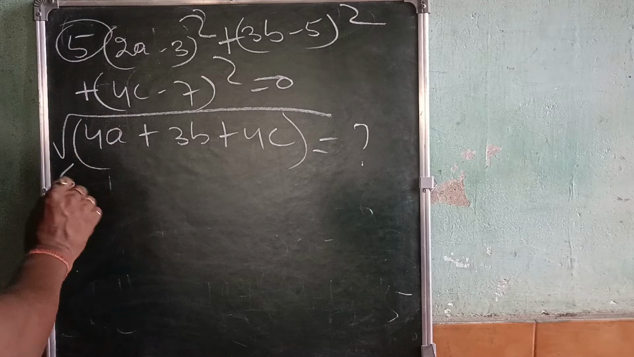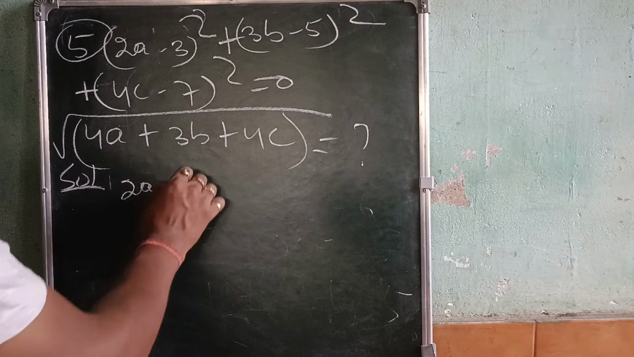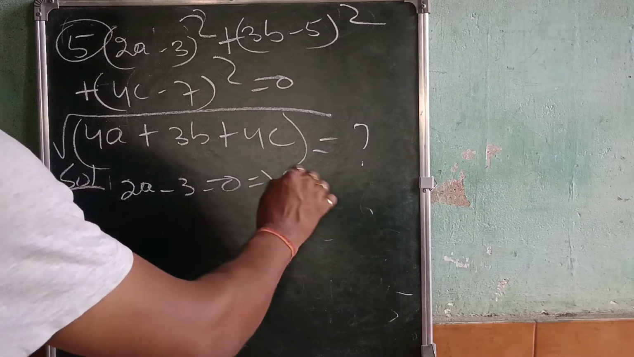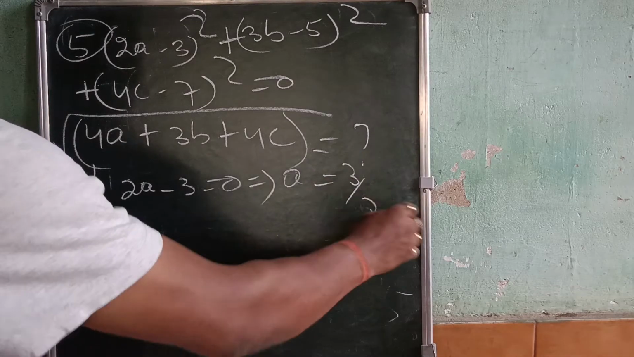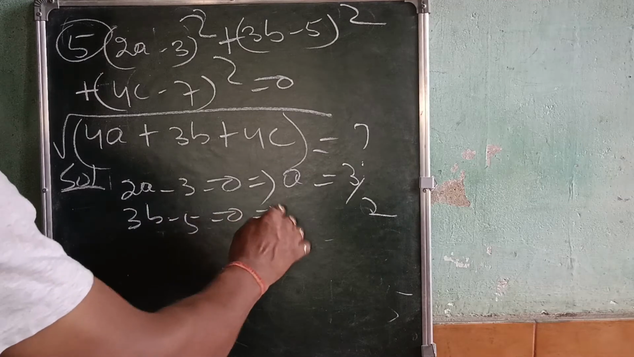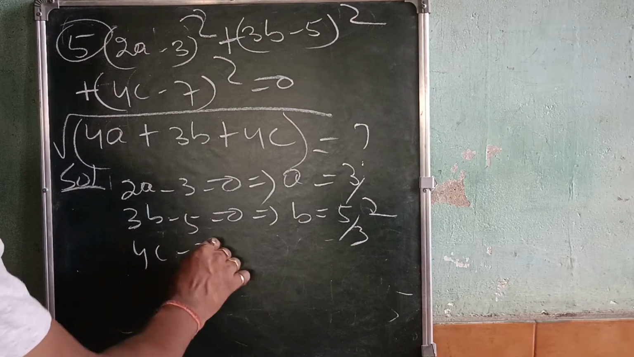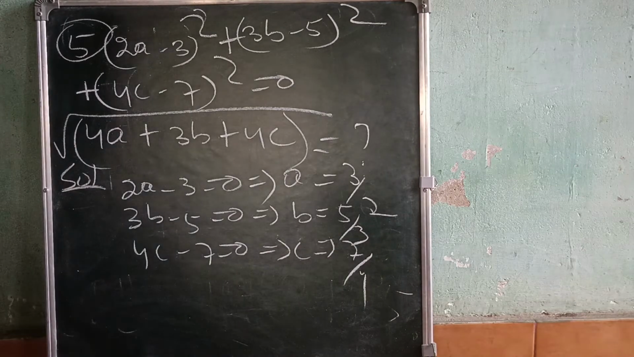Same type of answer, same pattern. You can consider here 2a minus 3 is equal to 0. So we have to find a. a is what? Minus 3, when the side changes, becomes plus 3, and the multiplied 2 will be divided. So 3 by 2. In the same way, 3b minus 5 is equal to 0. So b is equal to 5 by 3, and 4c minus 7 is equal to 0. So c is equal to 7 by 4. So a, b, c are confirmed. Now just find out the value.